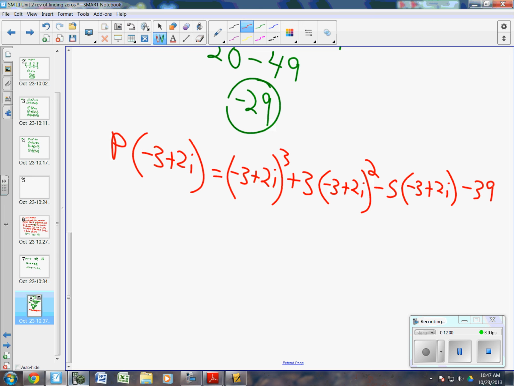I know someone's going to be in here. Probably Jolie and Cheyenne. I'm going to get on the intercom and say, anybody who wants to come out and find out if negative 3 plus 2i is a solution, come down here.